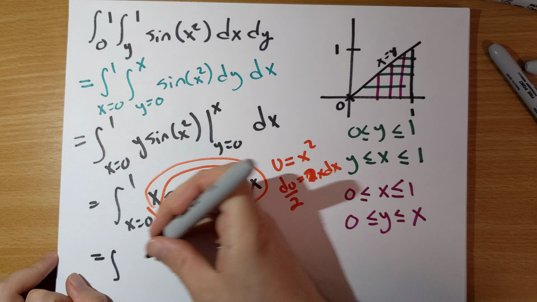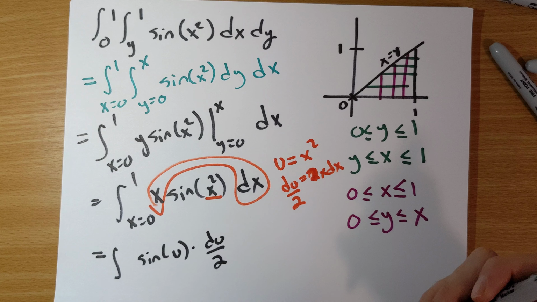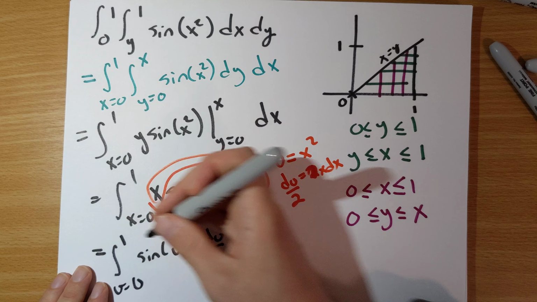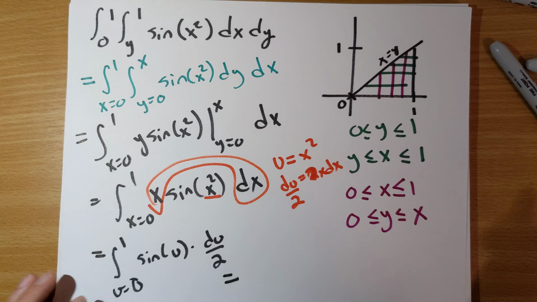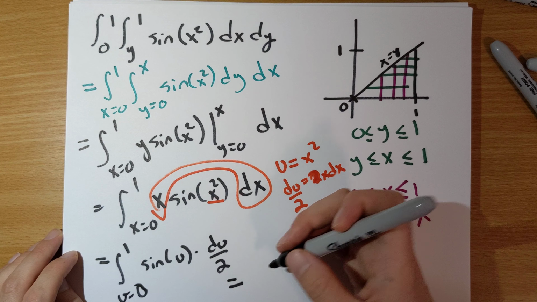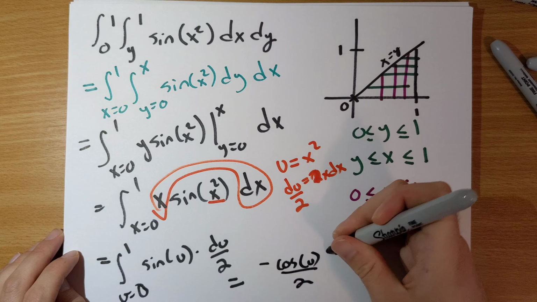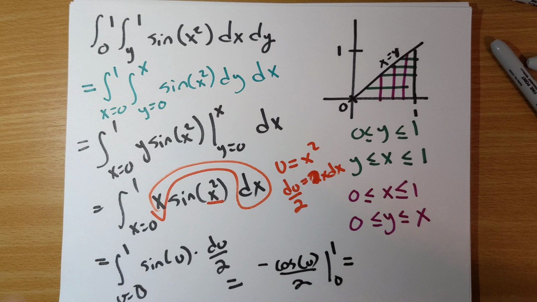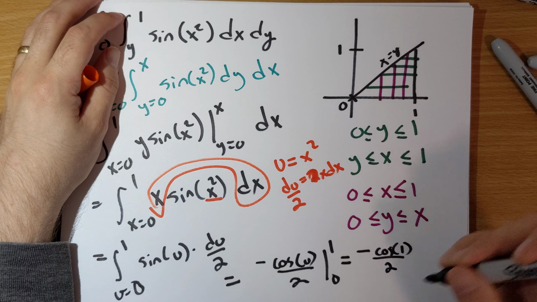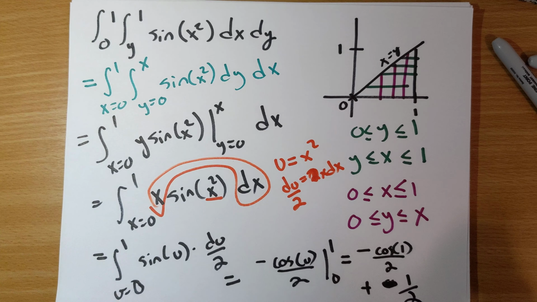So what do we have right now? Sine of u times du over 2. And u ranges from, when x is 0, u is 0. When x is 1, u is 1 squared, which is 1. And so we are integrating sine of u over 2 between 0 and 1. Our final answer then is going to be negative cosine of u over 2. Plug in 0 and 1. And so this ends up as negative cosine of 1 over 2 plus cosine of 0 over 2. Cosine of 0 is 1, so plus 1/2.